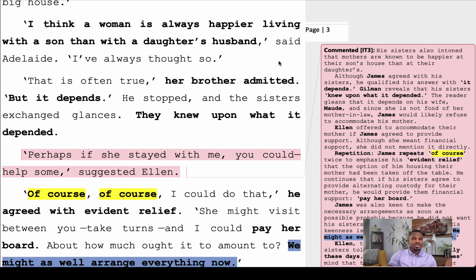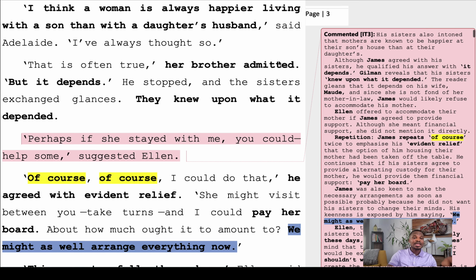It says, "Perhaps if she stayed with me, you could help some," suggested Helen. So we see that Helen signals, but it's not very clear. She sort of drops it somewhere. And then James responds, "Of course, I could do that." He agreed with evident relief. So he was happy that his sisters have brought to the table the fact that they'll be willing to house their mother. Now, the use of repetition by James, "of course," twice, emphasizes his evident relief that the option of him housing their mother had been taken off the table.